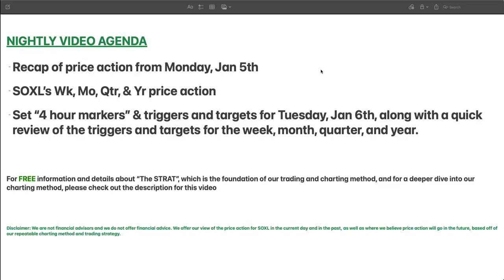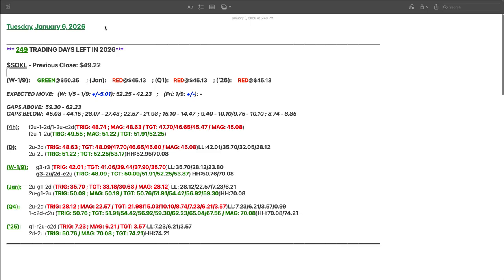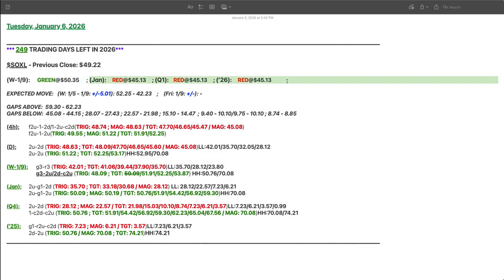Let's go to the notes here so we can just look at the hard numbers, right? This is for January 6, 2026. That'll be 249 trading days left in 2026. The close price on Monday, January 5th was 49.22. We know that the week has to get back up to this 50.35 to flip back to green. But we know that the month, quarter, and year are all green, and they would have to reach 45.13 to flip red.